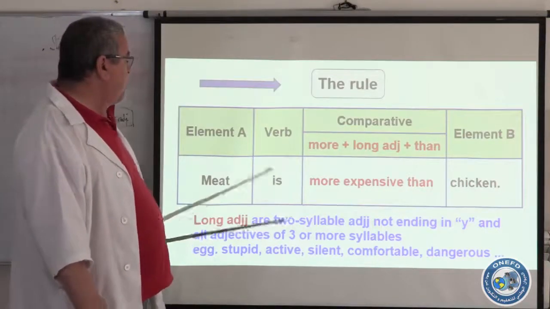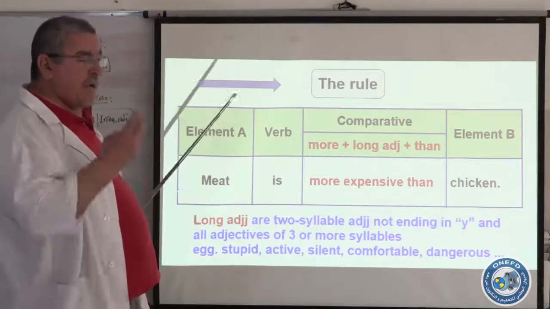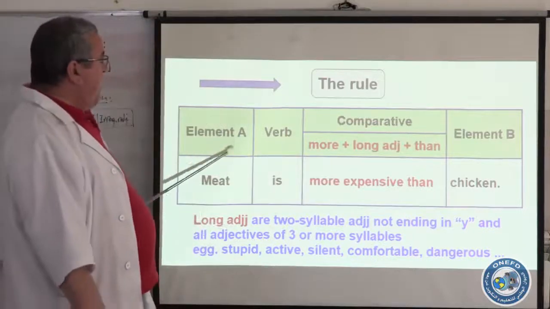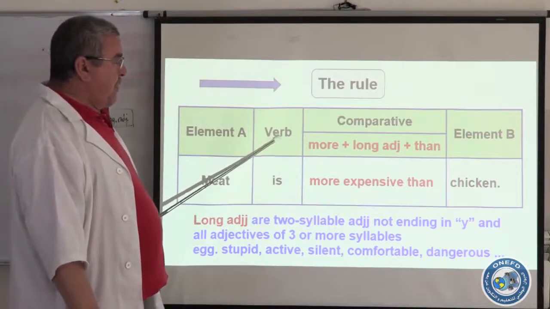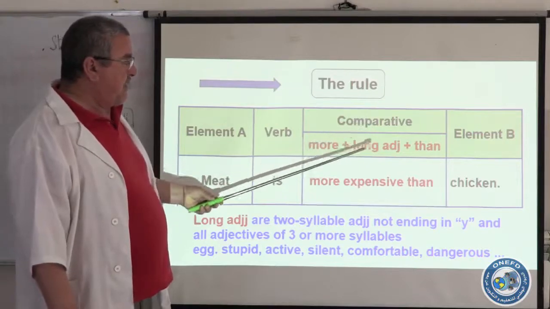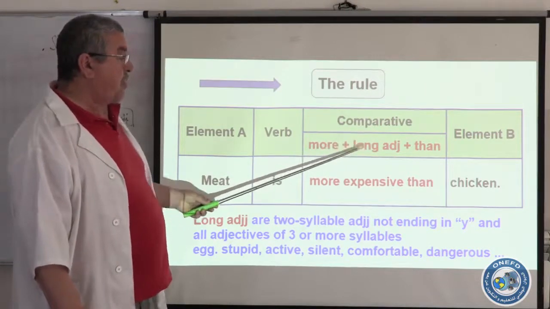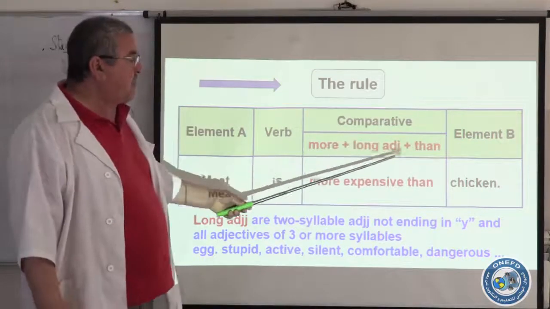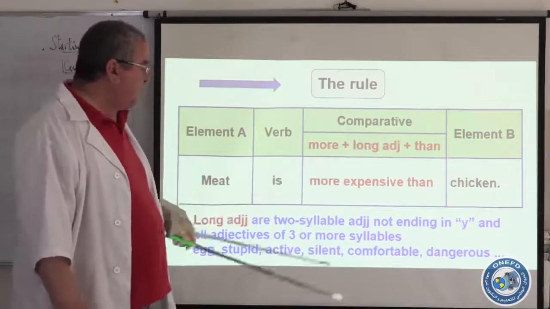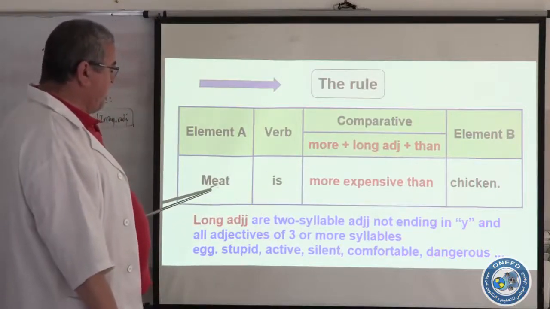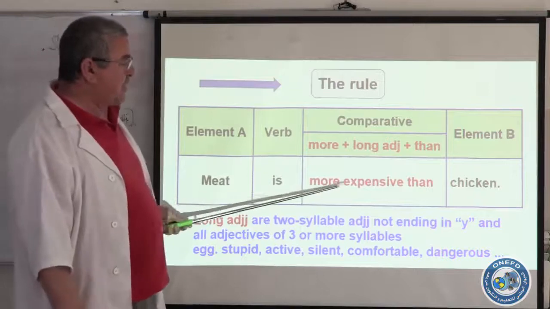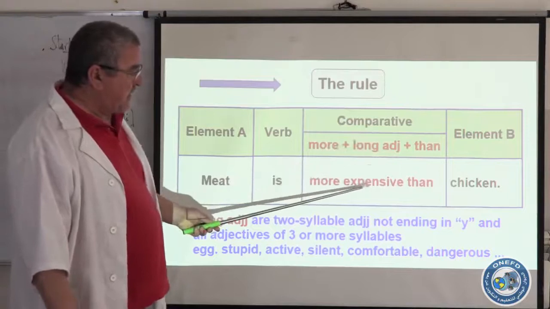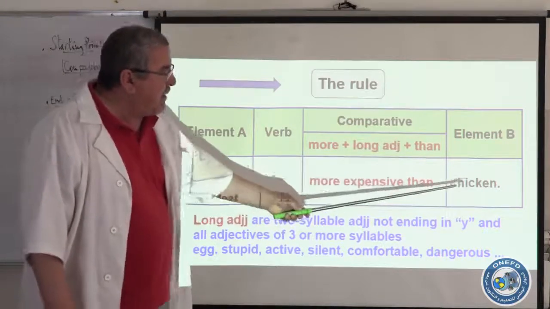Here is the rule. Again, we are comparing two elements, element A and element B. Element A, verb, then the comparative, which is more plus long adjective plus than, element B. Remember, we're talking about long adjectives here. And here is the example. Meat is more expensive than chicken. More, long adjective expensive, than element B.